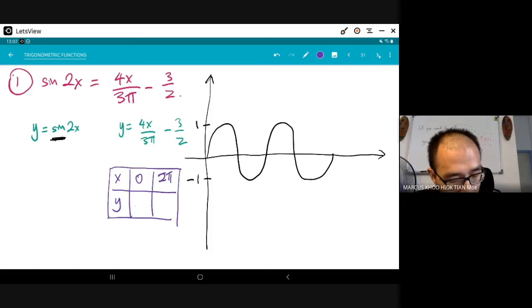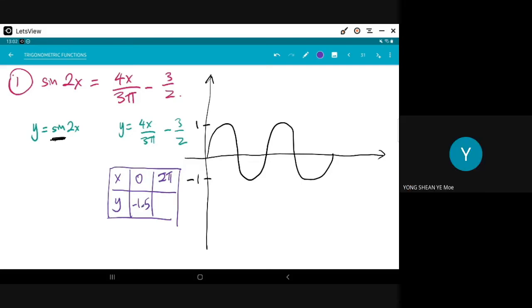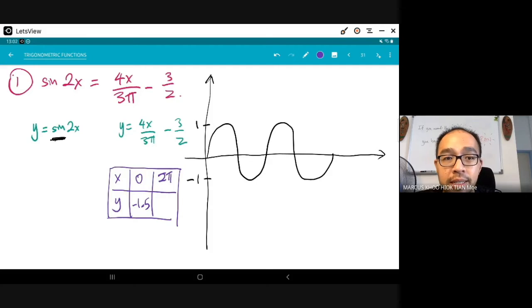-1.5. Okay, -1.5. It's okay to use decimals. I think it's better to use decimals, it's easier. What about 2 pi? 7/6. 1.167. Okay, fine. So what happens if you get this very weird number? That is possible. You can still plot because, as I said, this is a sketch.